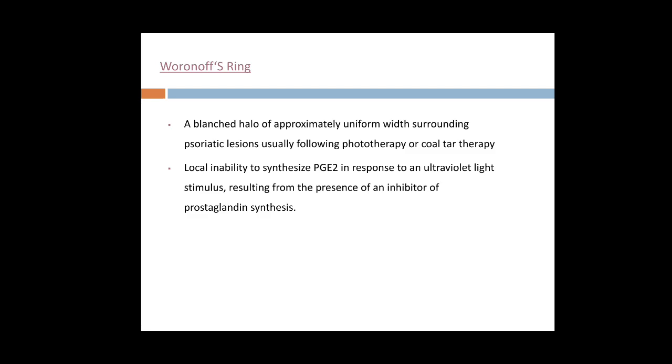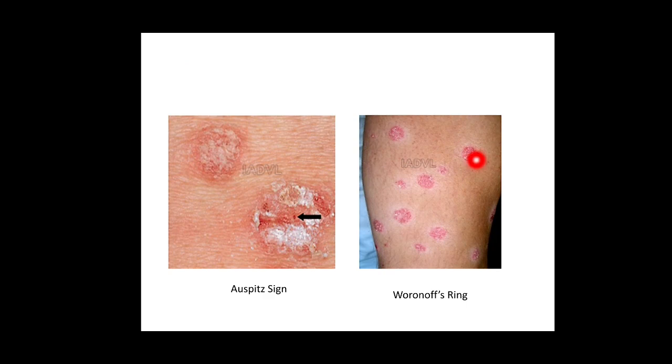Now, on the psoriatic lesions, you see a blanched halo ring around the surface. This blanched halo along the psoriatic lesions is called Woronoff's ring. It is said that they have an inability to produce PGE2 around this lesion, so there will be vasoconstriction and a halo. And this is Auspitz sign, pinpoint bleeding on scraping, and this is called Berkeley's membrane.